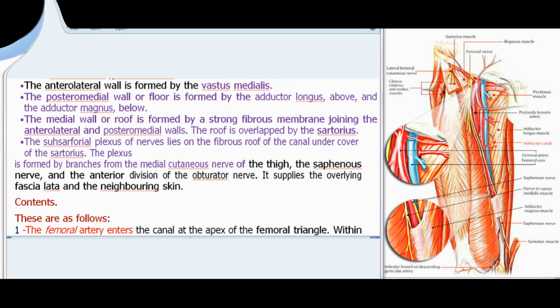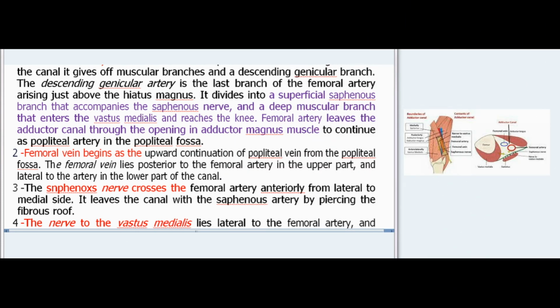1. The femoral artery enters the canal at the apex of the femoral triangle. Within the canal it gives off muscular branches and a descending genicular branch. The descending genicular artery is the last branch of the femoral artery, arising just above the hiatus magnus. It divides into a superficial saphenous branch that accompanies the saphenous nerve, and a deep muscular branch that enters the vastus medialis and reaches the knee. Femoral artery leaves the adductor canal through the opening in adductor magnus muscle to continue as popliteal artery in the popliteal fossa.